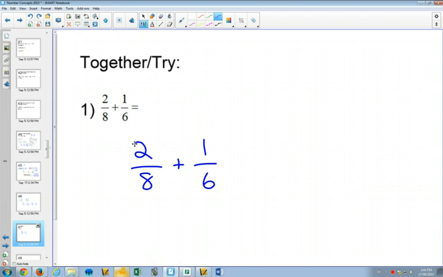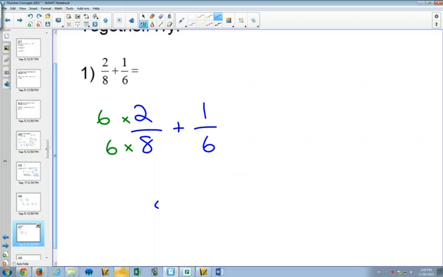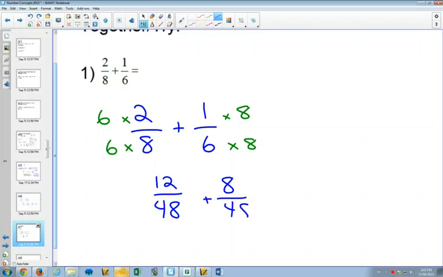For the 8, I times 8 by 6. Okay. 2 by 6. Okay. So then you got 48 here and 12 here, because that is equivalent to 2/8. And then the 1/6 you multiplied by 8 and by 8. And you got 8/48.